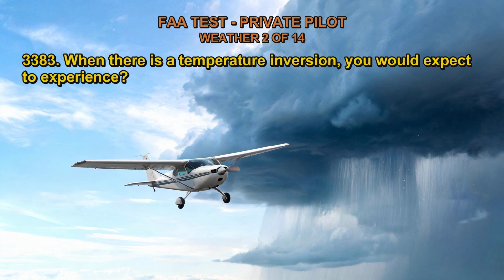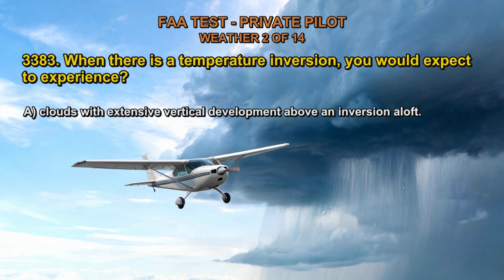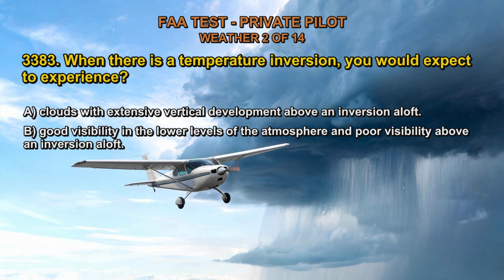3383. When there is a temperature inversion, you would expect to experience A. Clouds with extensive vertical development above an inversion aloft. B. Good visibility in the lower levels of the atmosphere and poor visibility above an inversion aloft. C. An increase in temperature as altitude increases.